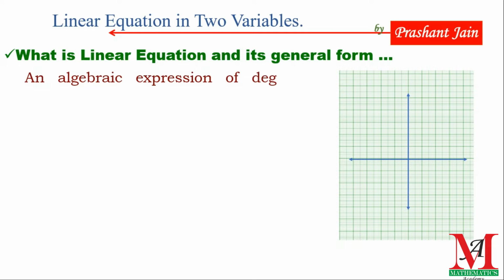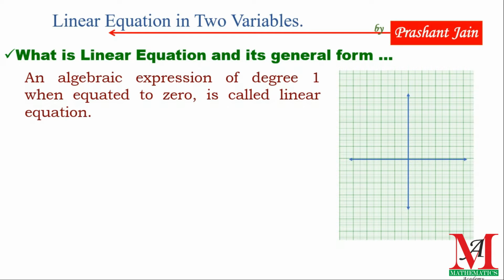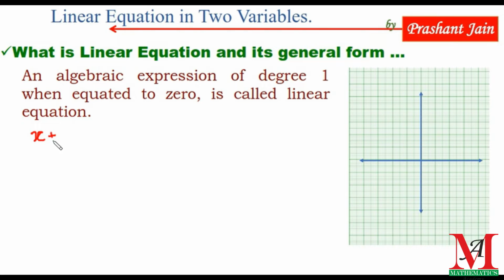An algebraic expression of degree 1 when equated to 0 is called a linear equation. Some examples are x plus y equals 7, another example is 2x plus 7 equals 9, and the next example is x plus y plus z equals 12. You will see that in all the equations the degree is 1. So the first is a linear equation in two variables, the second is a linear equation in one variable, and in this example the degree is 1, so this is a linear equation in three variables.